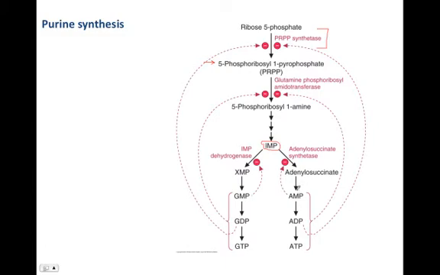The synthesis of AMP requires GTP. Likewise, the synthesis of GMP requires ATP. Additionally, high levels of GMP can inhibit its own production, and high levels of AMP can inhibit its own production. This pathway is a good example of negative feedback, where a pathway regulates itself through product inhibition.